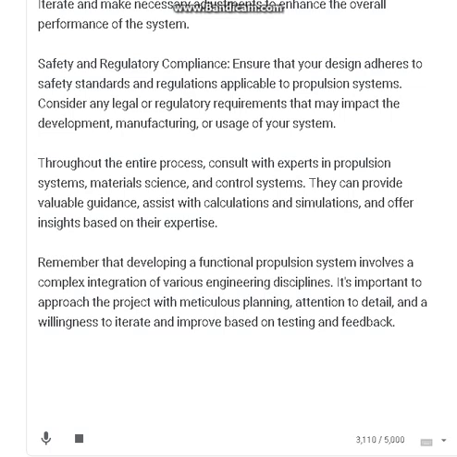Throughout the entire process, consult with experts in propulsion systems, materials science, and control systems. They can provide valuable guidance, assist with calculations and simulations, and offer insights based on their expertise. Remember that developing a functional propulsion system involves a complex integration of various engineering disciplines. It's important to approach the project with meticulous planning, attention to detail, and a willingness to iterate and improve based on testing and feedback.